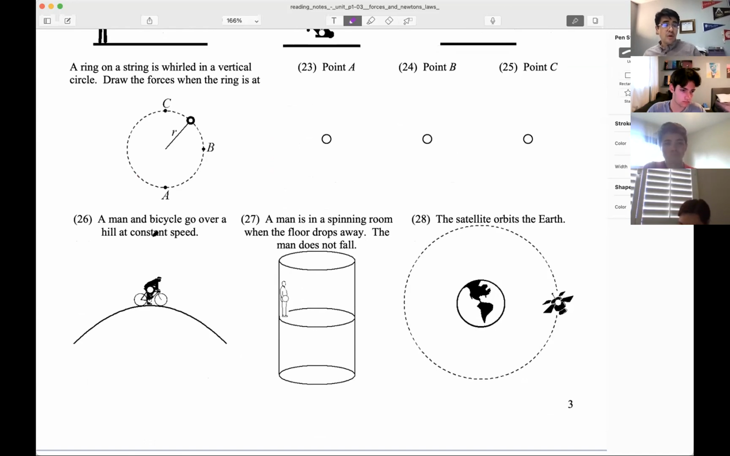A man and a bicycle go over a hill at a constant speed, right? So constant speed, this is going to be your mg, or your Fg. This is going to be your Fn. And since it says constant speed, that means either the right or the left have to cancel out, or maybe in this case, there are no left or right ones. I don't know, right? The question doesn't give me enough information. So I'm just going to leave it like that.